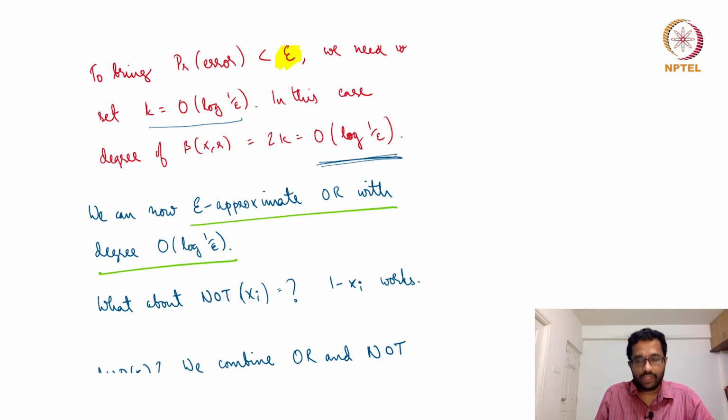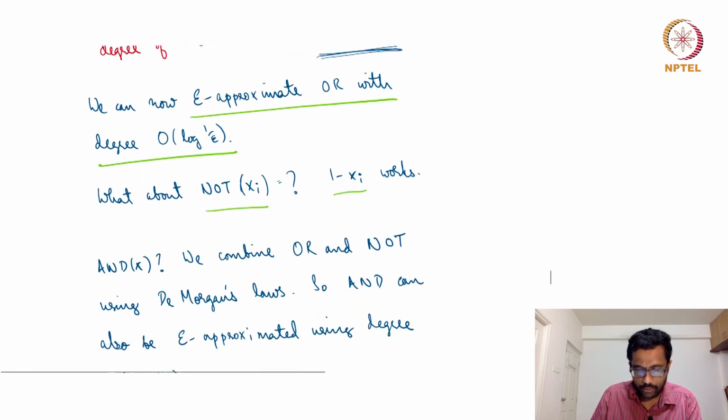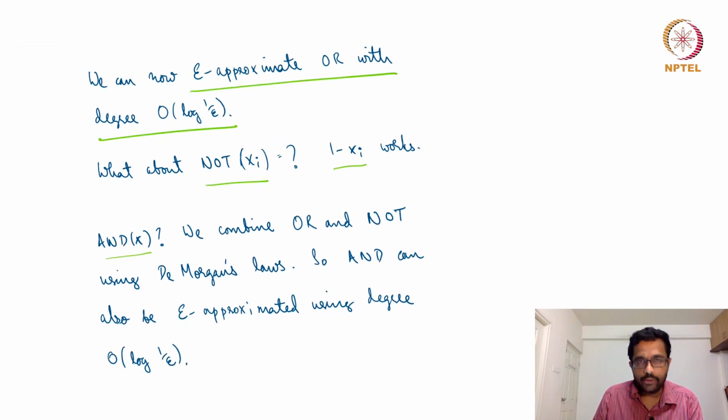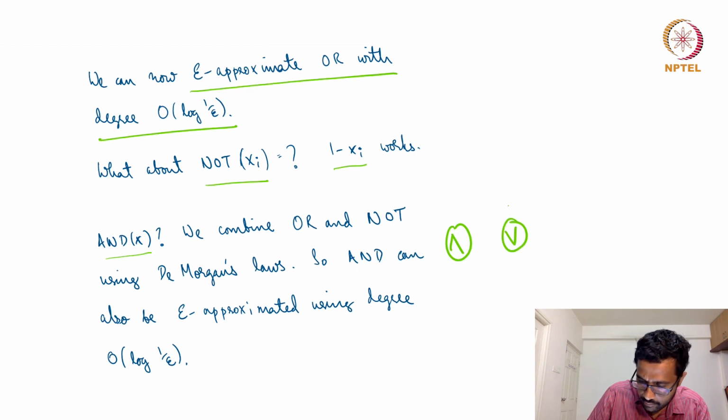How do you epsilon approximate NOT? You can easily directly represent this. You don't even need to approximate. Just take 1 minus xi. Again, NOT is always fan-in 1, so you just take 1 minus xi. And how do you represent AND? We do the De Morgan trick. AND can be represented by taking the OR, where all the inputs also have NOT gates, and the output also has a NOT gate. So this is how you represent AND.